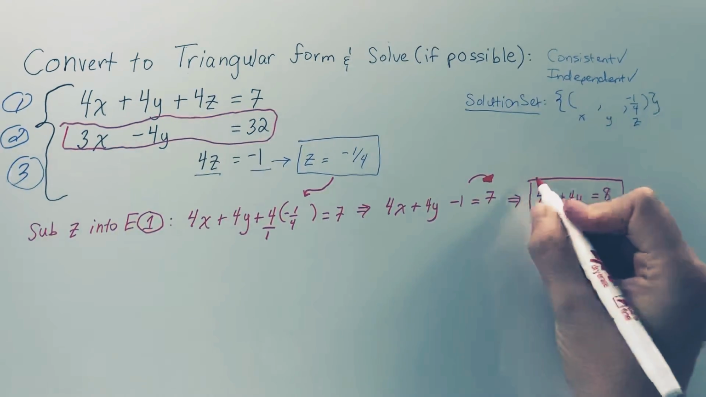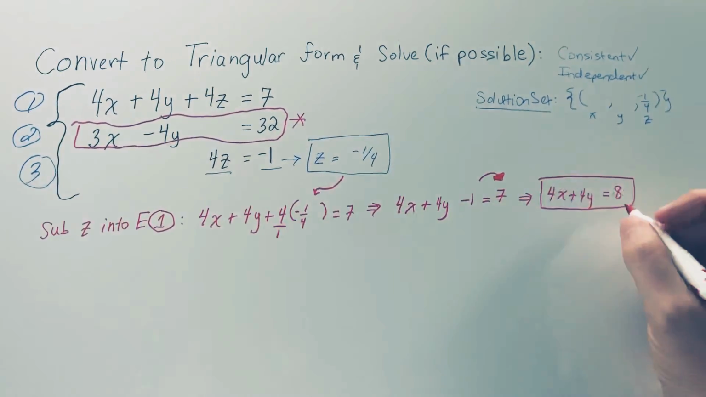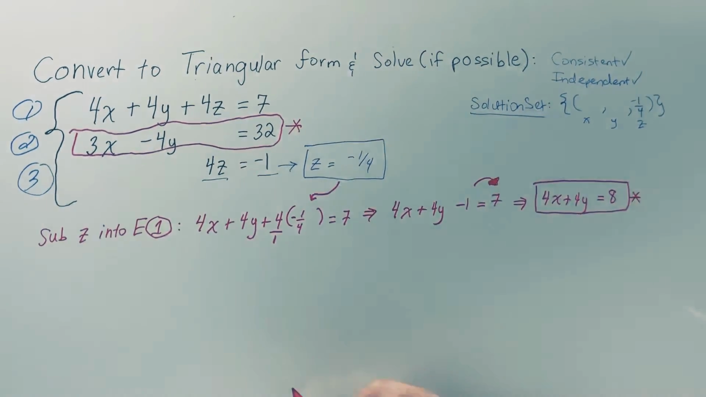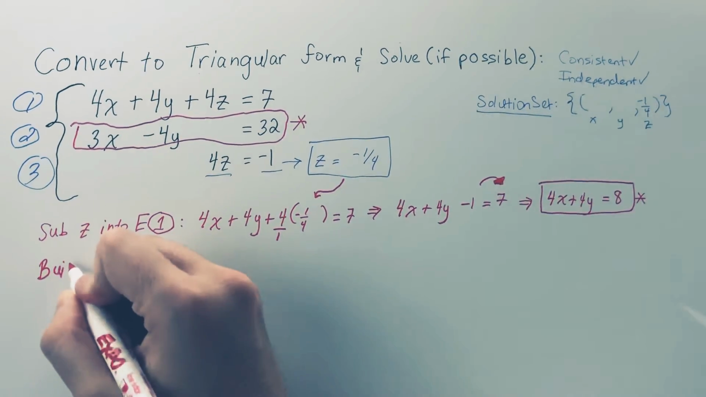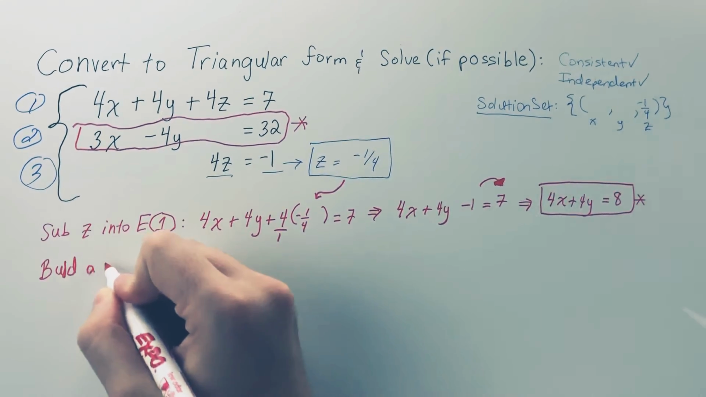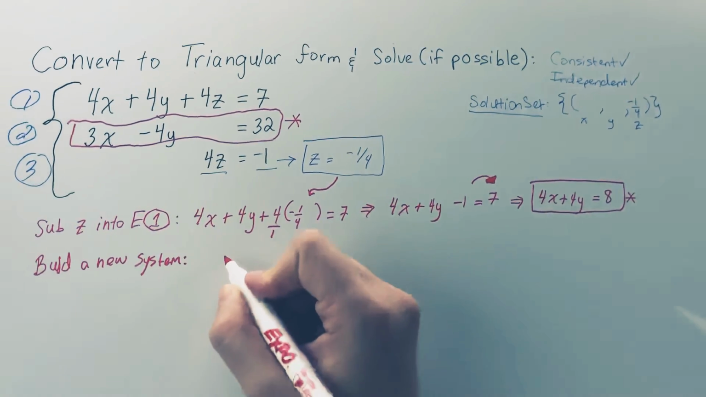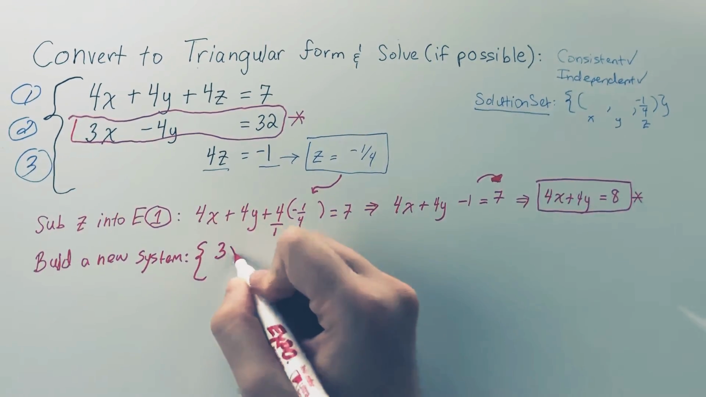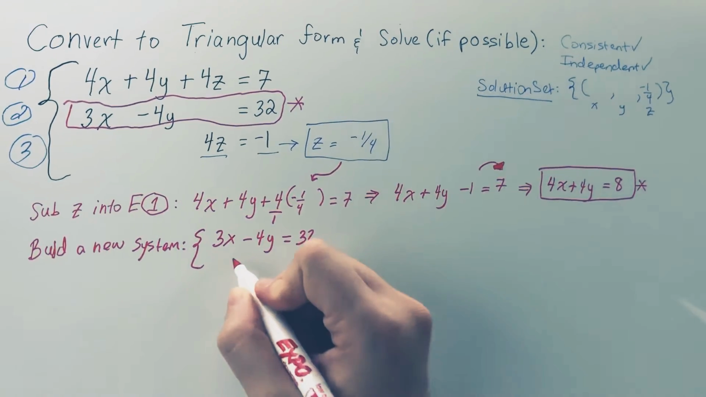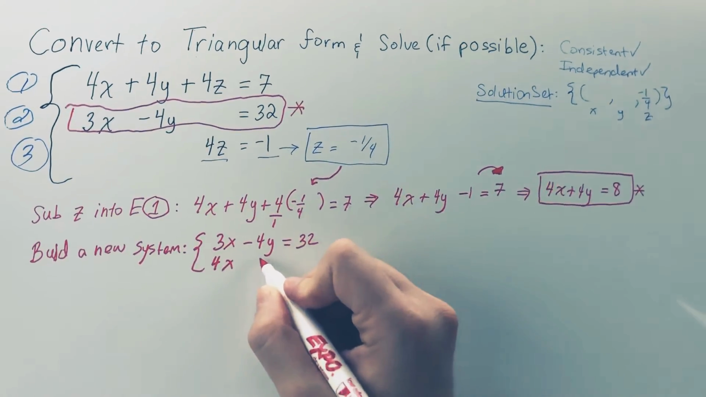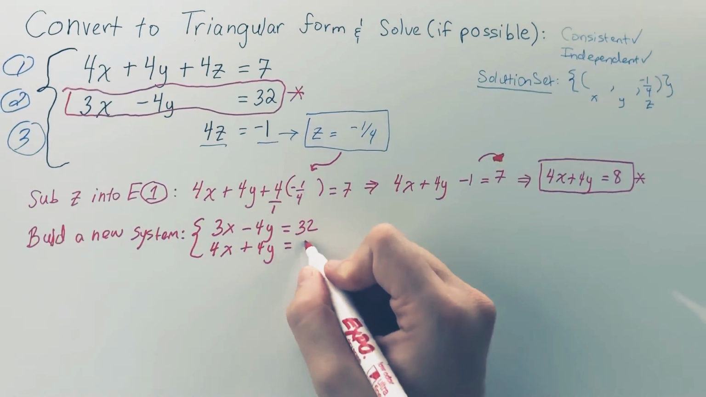So we have another equation. Notice here we had equation 2, which already had just x and y. Now we have another equation with just x and y, and we're going to put those together to build a new system with just two variables. That new system is 3x minus 4y equals 32, and 4x plus 4y equals 8.